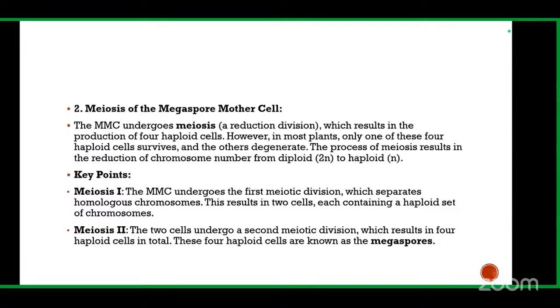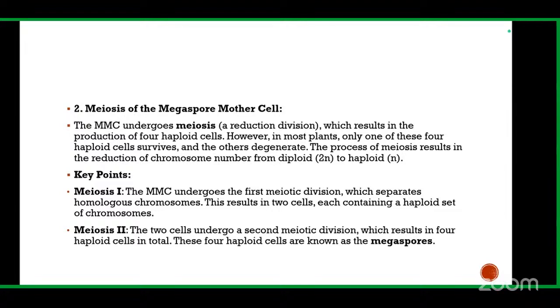Then after that, there will be meiosis, same like the microspore mother cell, which results in the production of 4 haploid cells. Same thing as in microsporogenesis, here also there will be meiosis. In meiosis one, you will first get 2 daughter nuclei, and at the end of meiosis two, you will get 4 haploid daughter cells.